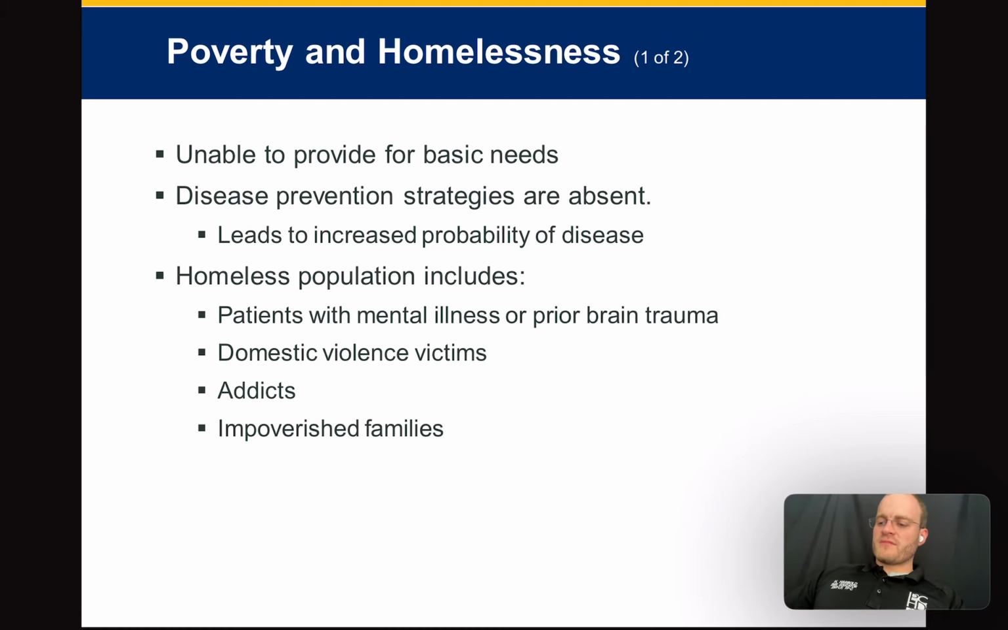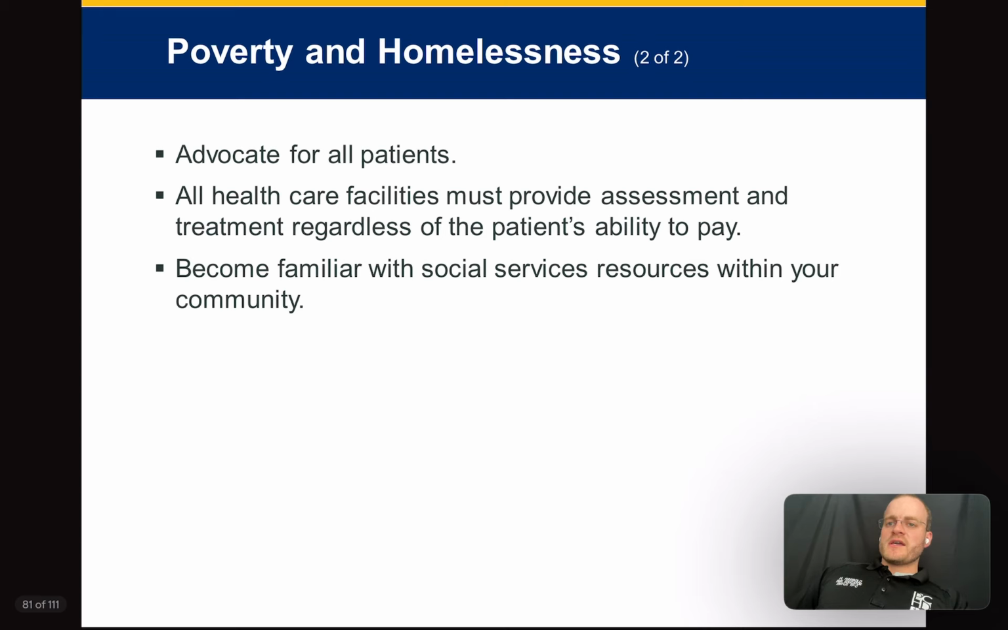And so the patients can have mental illness. This is quite common. Prior brain trauma, domestic violence victims, right? So they're escaping or fleeing violence, or asylum seekers or refugees or whatever you want to call it. There's different ways people can end up homeless. Addiction, where they've spent all the money that they need on their addiction instead of housing. An impoverished family, so poor people, just straight up poor people.